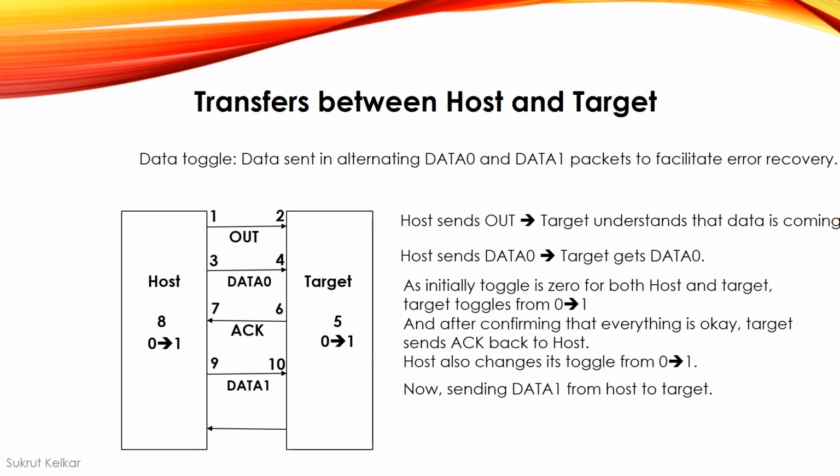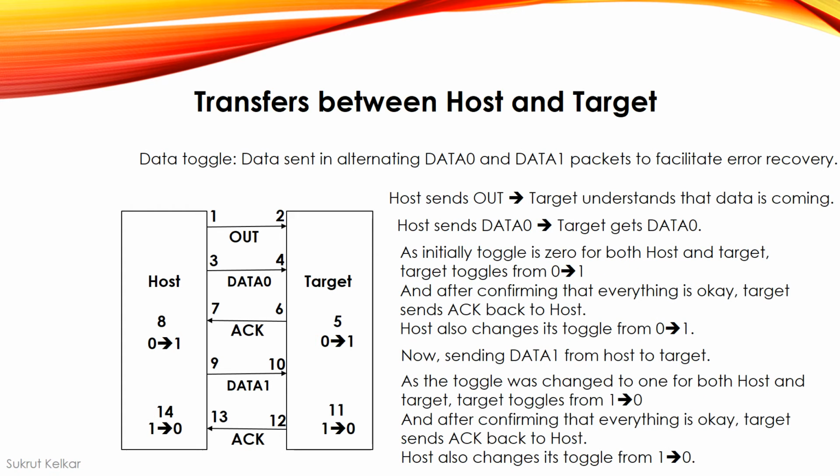Now the host sends a data 1 packet to the target. After receiving this data 1 packet, the target checks for errors, and after confirming that everything is okay, the target sends an acknowledgement signal to the host. Before sending the acknowledgement signal, the target changes its toggle bit from 1 to 0. The host, after receiving the acknowledgement signal, changes its toggle bit from 1 to 0. This is how the transfer between the host and the target takes place.